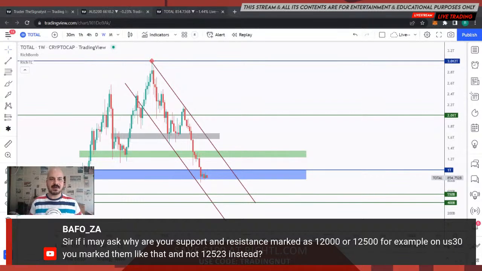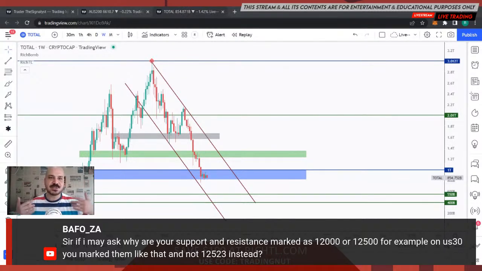Okay, Buffo, hope you're doing good. Ask why support resistance marked 12K, 1250, for example, on US 30. Why do you mark them like that and not 12,523? Because clearly the 12,500 is a round number.